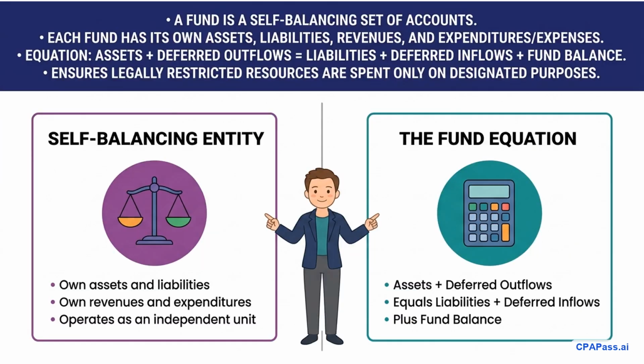And what exactly is a fund? By definition, a fund is a self-balancing set of accounts. This means each individual fund operates like its own mini entity with its own balance sheet and operating statement. Every fund tracks its own assets, liabilities, revenues, and expenditures or expenses. For governmental funds, we use a unique accounting equation: assets plus deferred outflows equals liabilities plus deferred inflows plus fund balance. This structure is designed to isolate restricted resources so they cannot be accidentally spent on unauthorized projects. On the exam, remember that a fund is not just an account. It is a complete independent accounting entity that must always balance on its own.